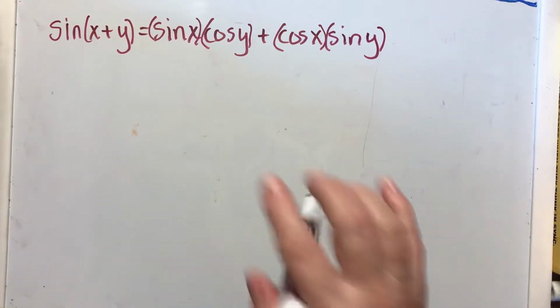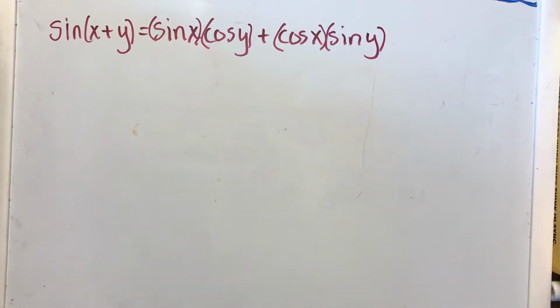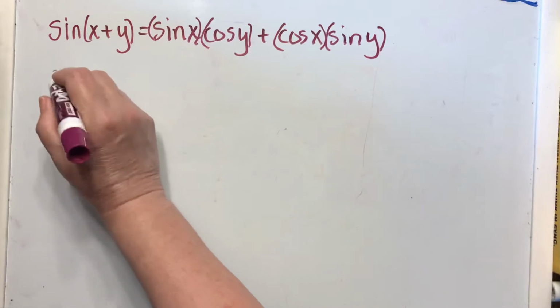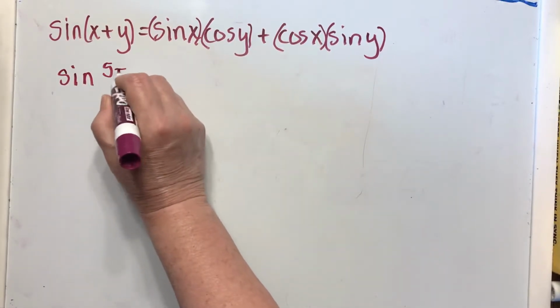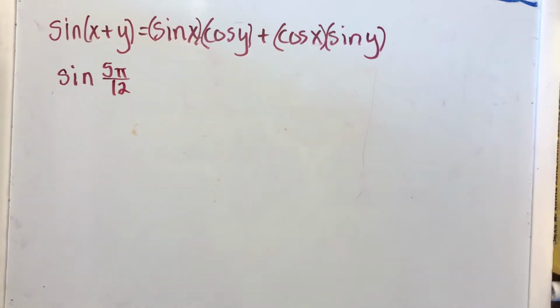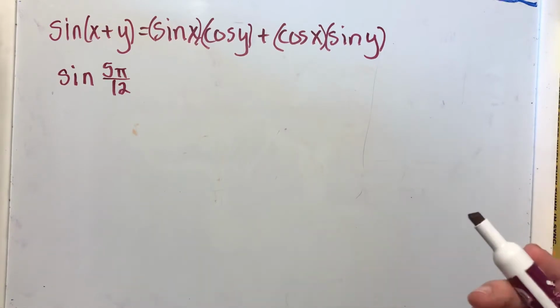So here we go. I've already put the formula here on the board for the sine of x plus y. So if we needed, let's say, to find the exact value of the sine of 5 pi over 12. Now in the slides we did the exact value of cosine of 5 pi over 12, so I'm using that same angle. Well, 5 pi over 12 isn't on our charts, so we're going to use this cool formula. First of all, we need to think of a way to write 5 pi over 12 as the sum of two angles that are on our charts.